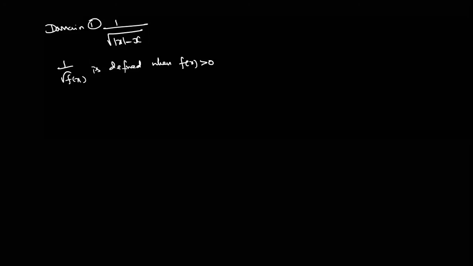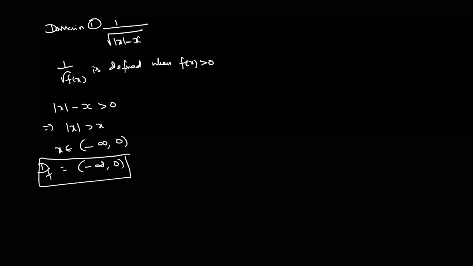That means here, modulus of x minus x greater than 0. What is the meaning here, students? So can I take x is equal to 2? Is it possible? Not possible. Minus 2? Yes, possible. 0? Not possible. Then what is the meaning here? So x belongs to what? Minus infinity to 0. So what is the domain in a 1? Minus infinity comma 0 is the correct answer.